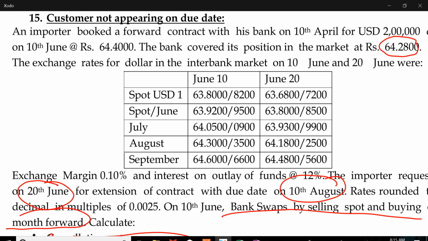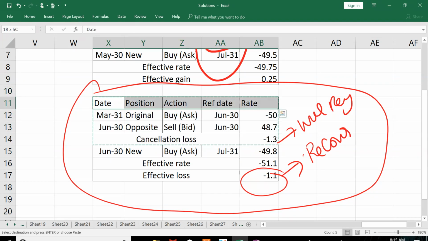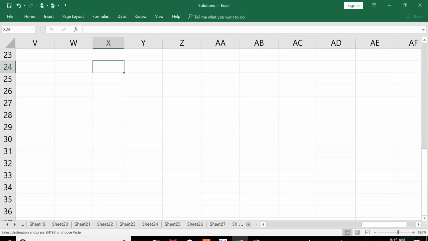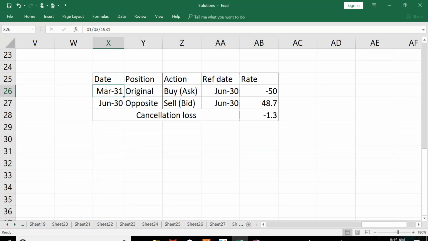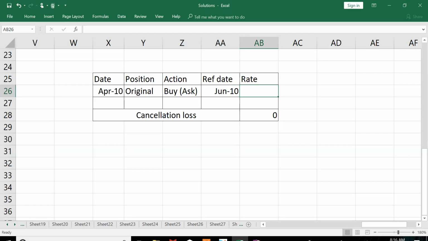Can we start? Calculation of cancellation rate. We will put it in this format, but there will be certain adjustments to be done. It's not that I'm going to change the format, I'm going to use the same format. On what date did I enter into contract? April 10. Original is for what? Buy, in bracket ask. How many months forward it was? It was for 10th June. Okay, June 10.